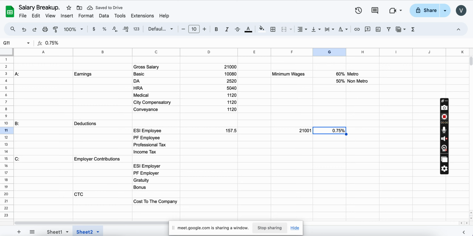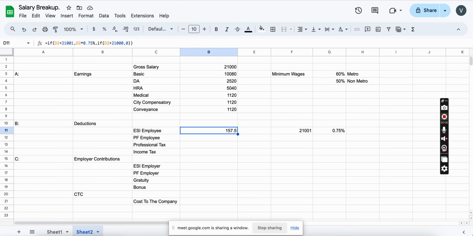So from employee salary, it is 0.75% of gross, the ESI that will be calculated and deducted from employee salary. It's a deduction. ESI employee is a deduction from gross. Okay. Are you getting all these points which I'm briefing? Yes, yes, I am getting it. Wherever I'm having a doubt, I will ask.